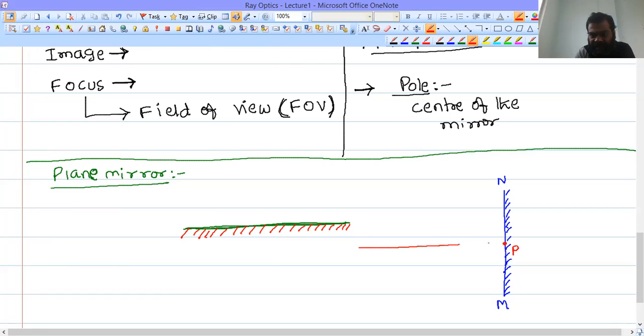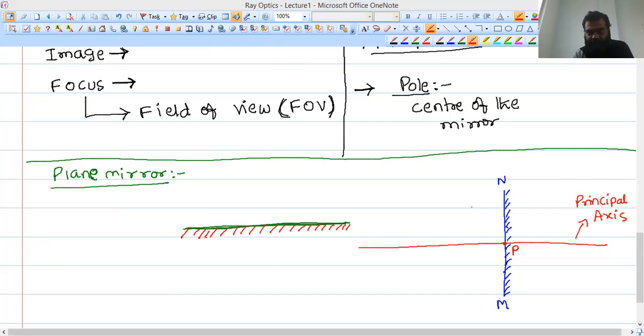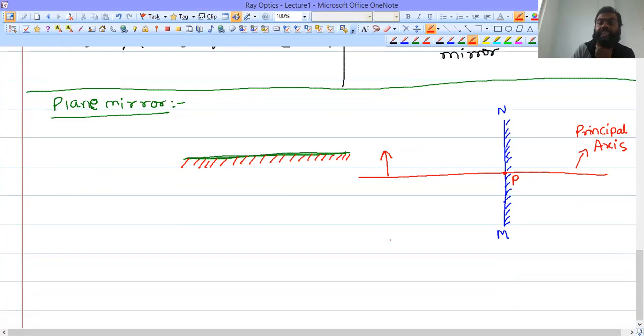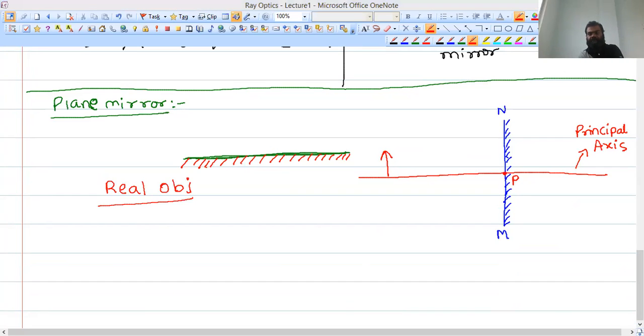This is my principal axis. Whenever light rays are incident on a plane mirror, they will be focused at a large distance. Suppose here I have an object; I am considering an extended object, though I can even consider a point object also. Now I want to determine what type of image will be formed for a real object. That we are going to discuss.